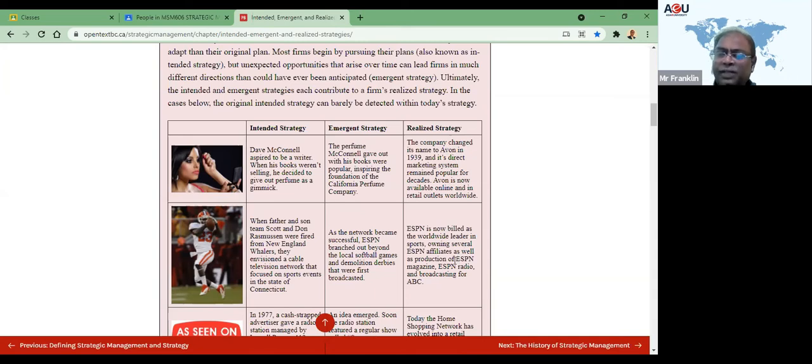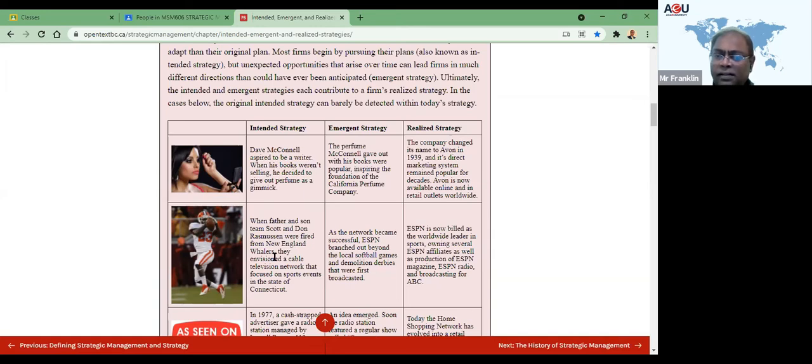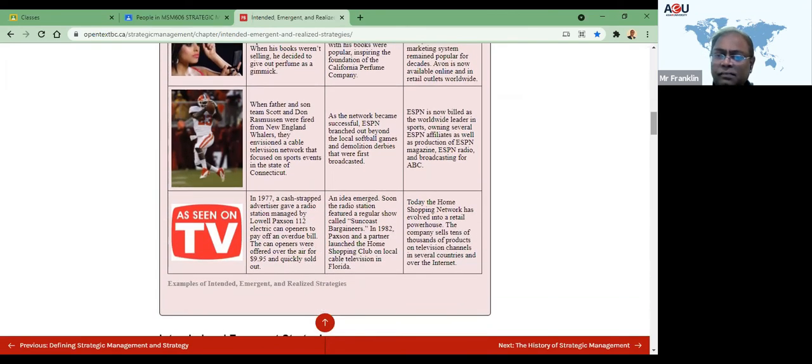ESPN, right? A father and son team, Scott and Don Rasmussen, were fired from the New England Whalers. This is a hockey team in the US, and they thought about a cable television network that focused on sport events in the state of Connecticut. And then they became successful as ESPN. ESPN is one of the most widely watched channels here. That's another example, and there's also the Home Shopping Network. Most of these companies started out with an intended strategy, and then they chose the emergent strategy, and that emergent strategy became the realized strategy.